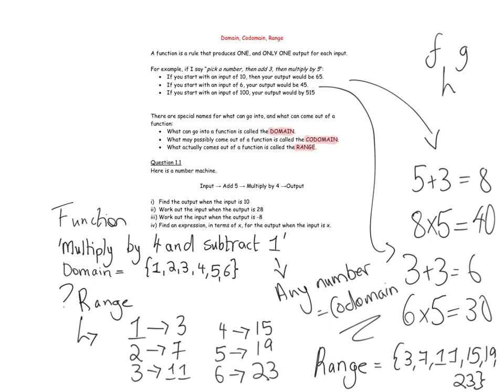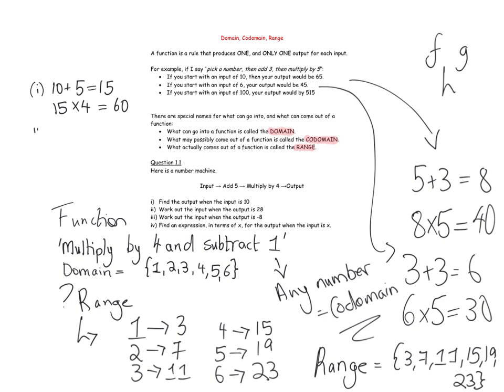So then if we look at a number machine, like in question 1.1 here. So here's a number machine. For the input, you add 5, multiply by 4, and you get your output. So find the output when the input is 10. So I'm going to do that one up here. We have the input. So we're going to add 5. So 10 plus 5 gives us 15. And then it's going to be 15 multiplied by 4, which is going to give us an answer of 60.